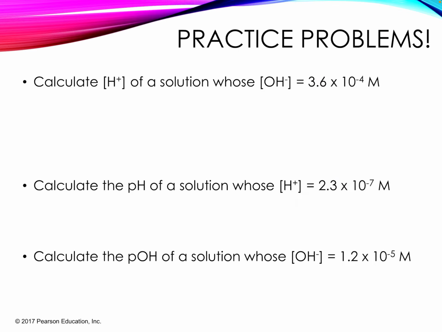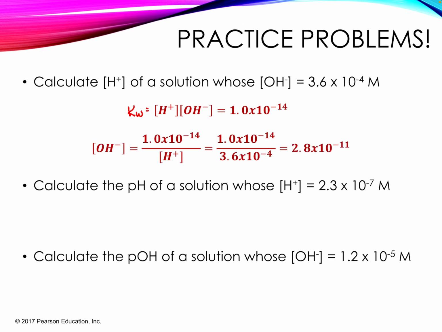Okay, so for the first one, we're supposed to calculate the hydrogen ion concentration of a solution whose hydroxide ion concentration is 3.6 times 10 to the minus 4 molar. Okay, so we know that relating those, we have Kw, right? Kw is equal to H plus times OH minus. So if we go ahead and rearrange this, we divide both sides by our hydroxide ion concentration, then we can plug our number in for our H plus and solve for our concentration. And sorry, this should be molarity here.